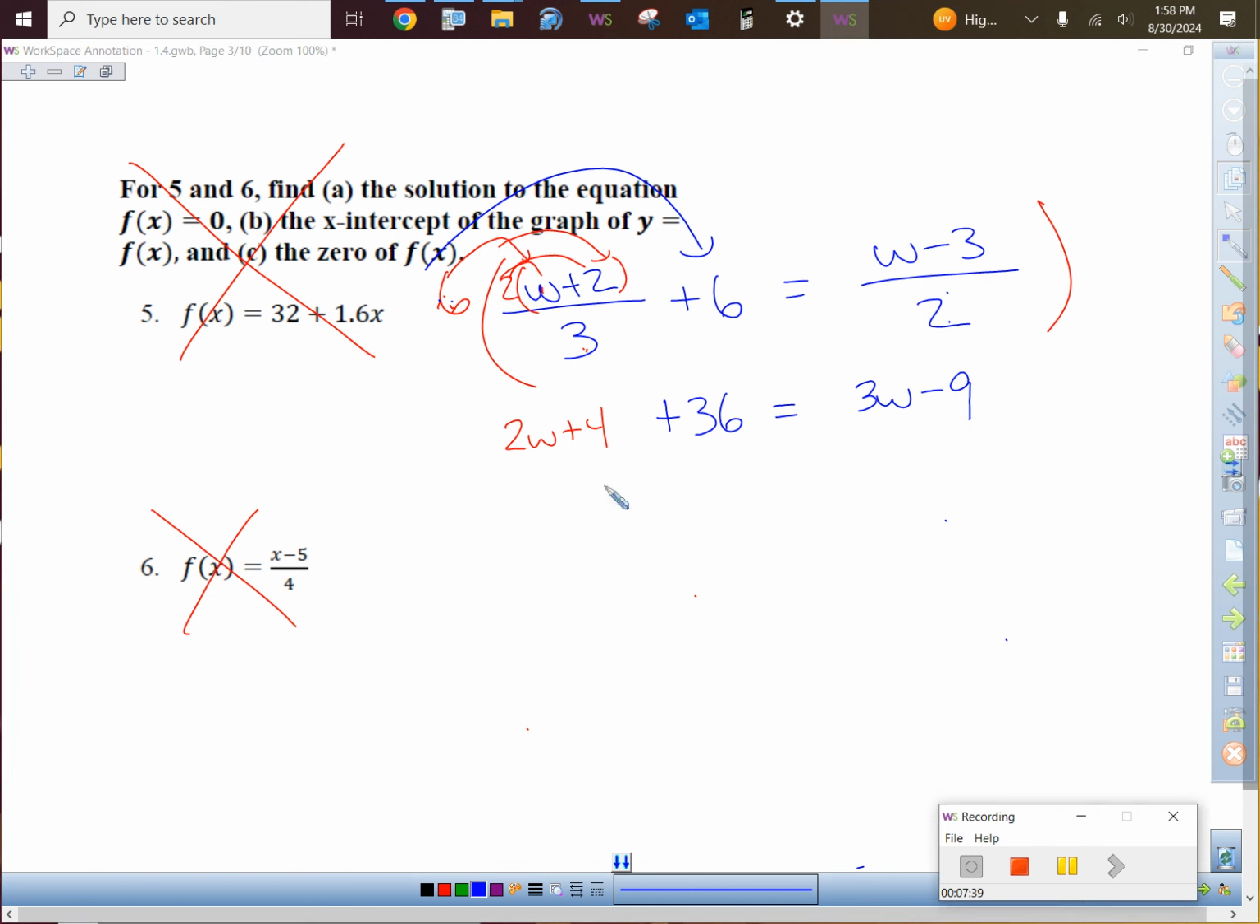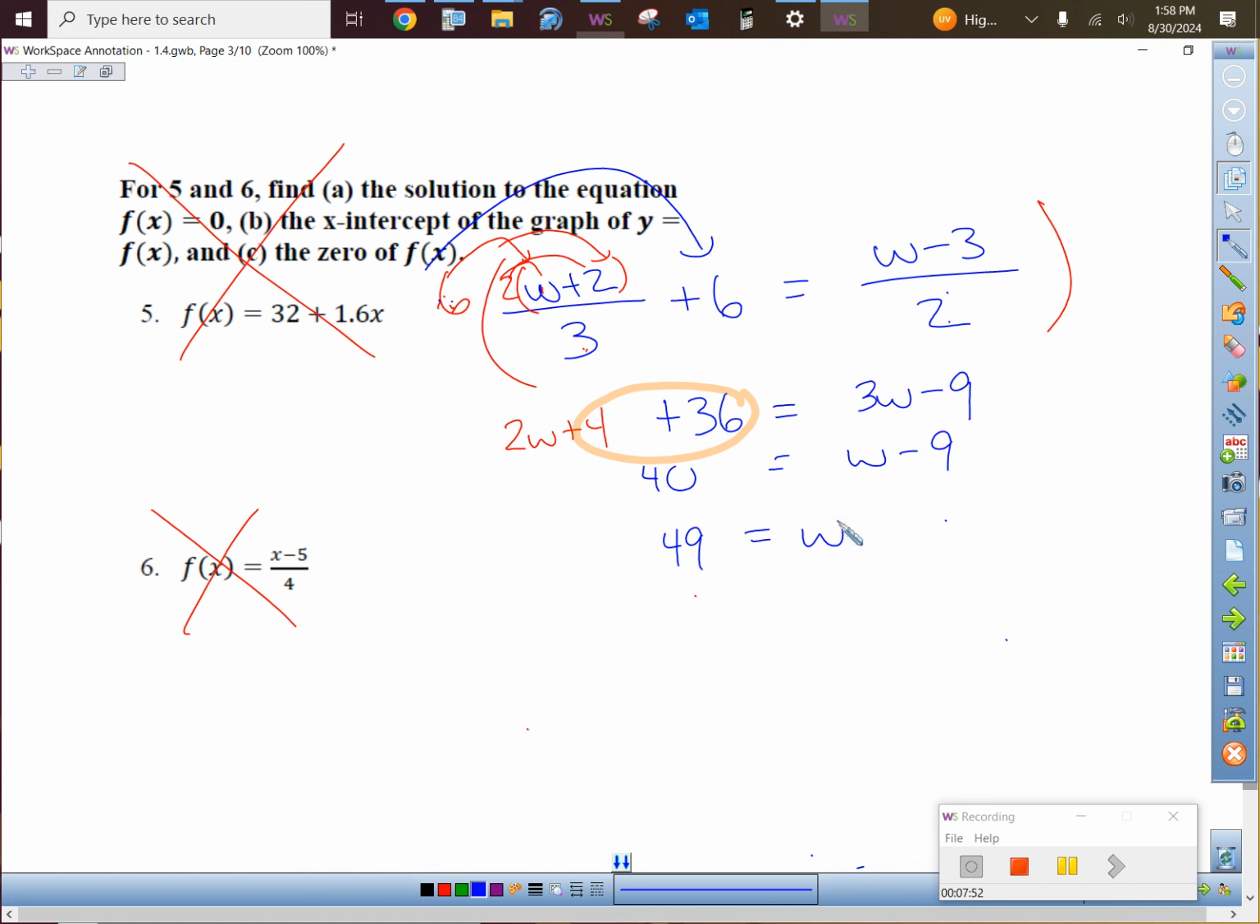So 40, these are like terms right here that you can combine on one side, equals W minus 9, like I subtracted 2W. Then I add the 9 over and get 49 equals W. You may have done it a little different than me. Did we get down to 49 equals W in that case? So, boo! Fractions. Clear them out.